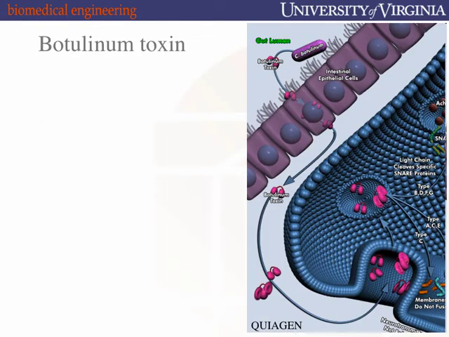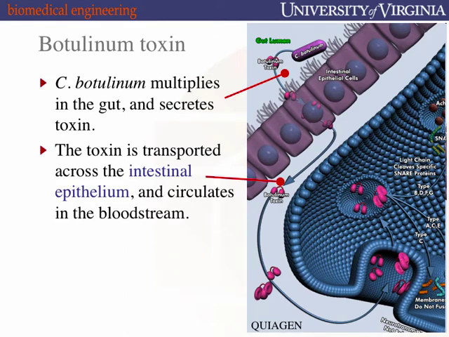All right. So how botulinum toxin works: the bacteria invades the gut. It starts producing botulinum toxin. The bacteria is going to multiply and secrete the toxin. The toxin is actually going to traverse the gut, the intestinal epithelium.